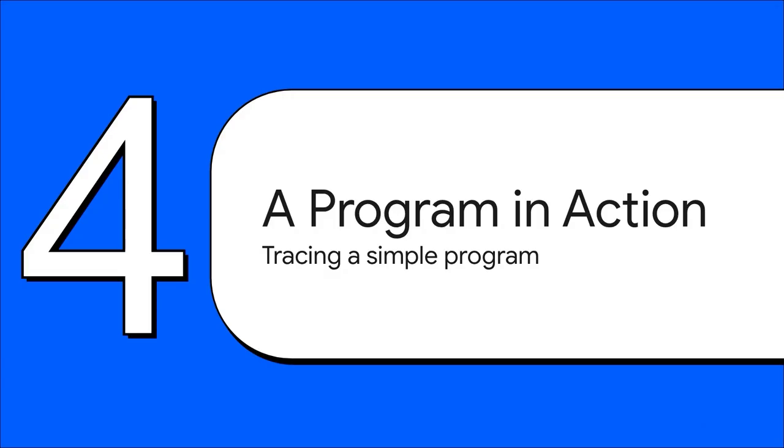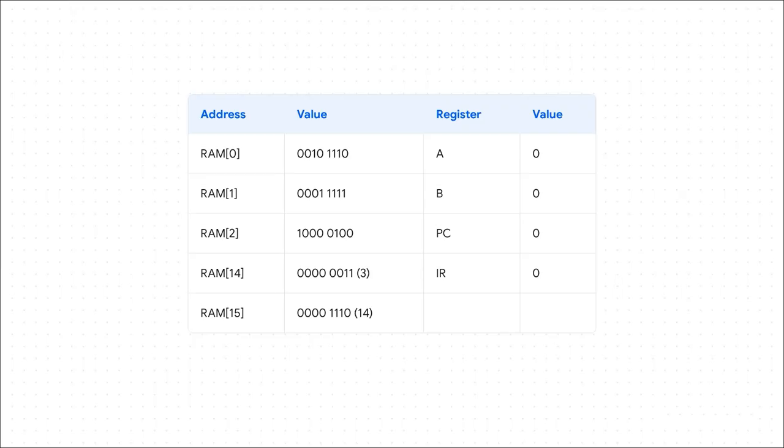Okay, this is where it all comes together. Theory is great, but let's see it in action. We're going to walk through a tiny 4-line program and watch every single component we've talked about do its job. This is where it gets real. All right, here's our setup. We've got our 4 program instructions loaded into RAM at addresses 0 through 3. And way down at addresses 14 and 15, we've stored some data, the numbers 3 and 14. You can see our main registers, A and B, are empty.